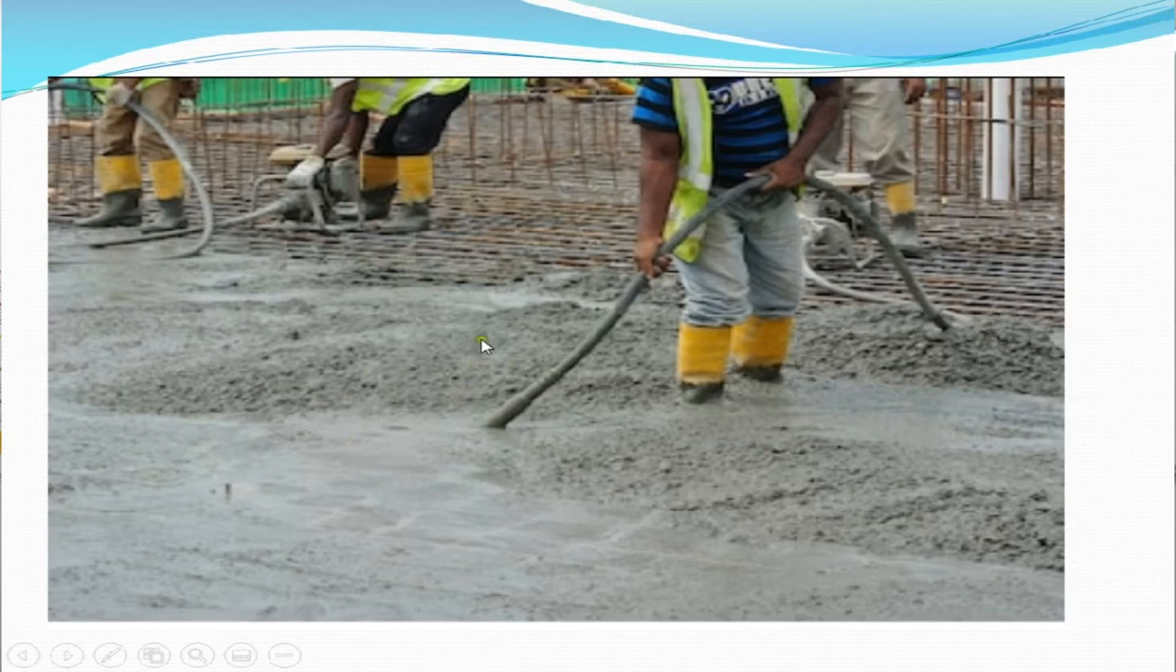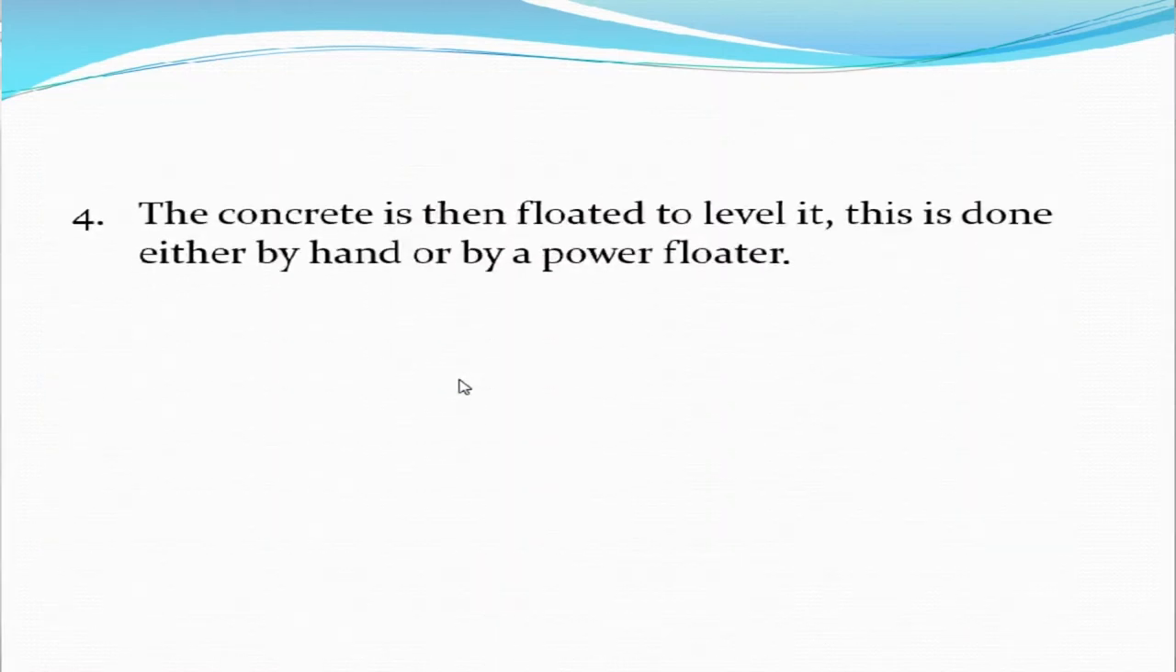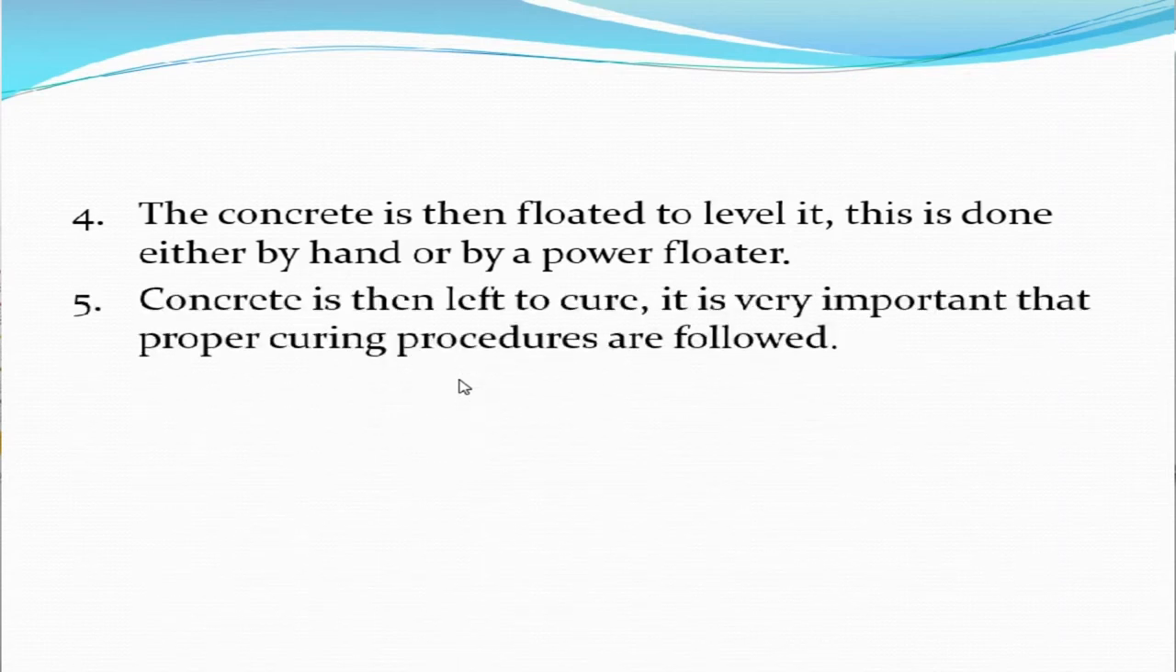Why? If we don't remove air pockets, we'll have spaces in the steel or spaces in the reinforcing, compromising the strength of the reinforcing. The concrete is then floated once it has been poured and vibrated to bring it to a level surface. This can be done either by hand or by a power floater.